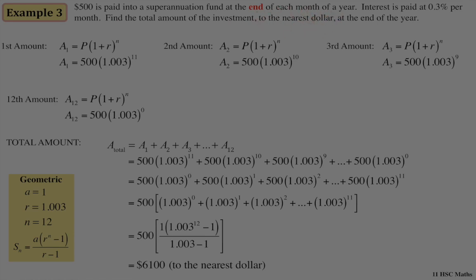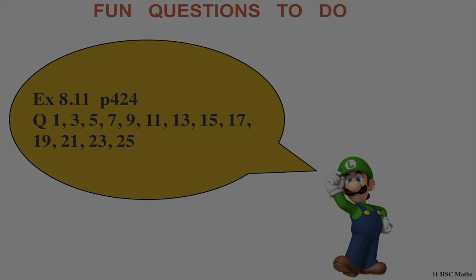Now, let's think about this for a second. He's put in $500 12 times. 5 12s are 60, so it's $6,000 that he's put in, and he's got $6,100 to the nearest dollar. He actually hasn't earned much because he put in a small amount. It's only over 1 year. The interest rate is quite low, 0.3% per month. You don't get a chance to earn a lot of interest unless you put the money in there for a longer period of time. So that's the process.